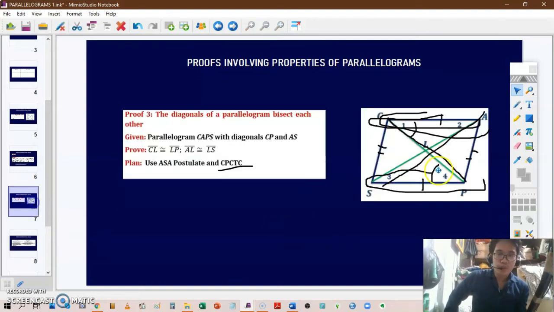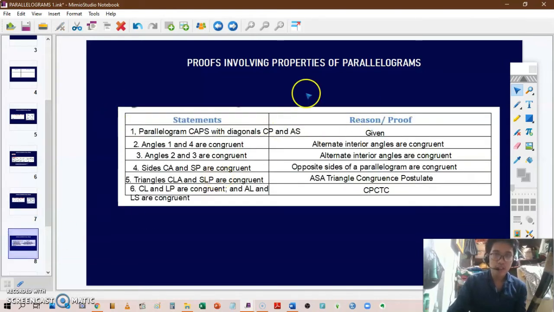So that's our proof for the third property of a parallelogram: diagonals of a parallelogram bisect each other. Using a two-column proof, we managed to prove this theorem.